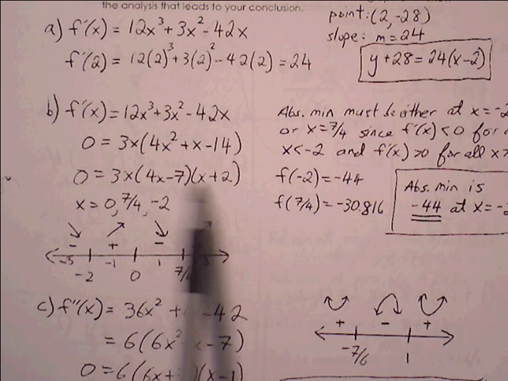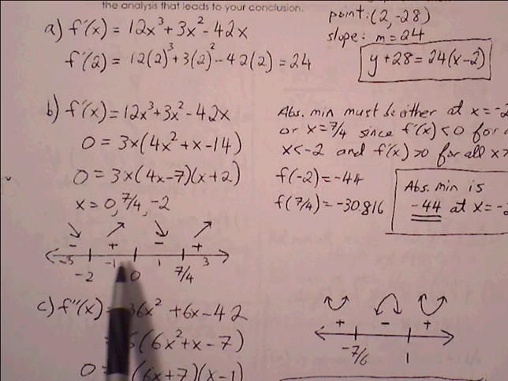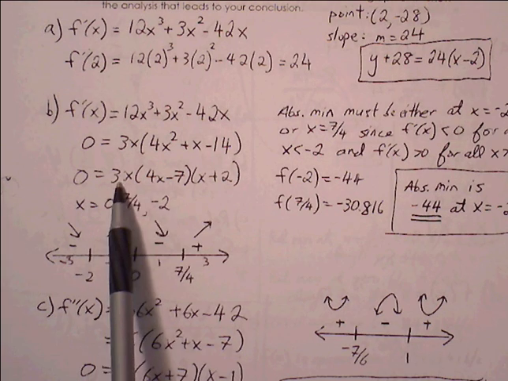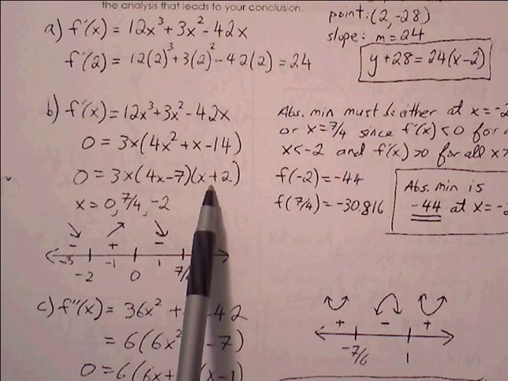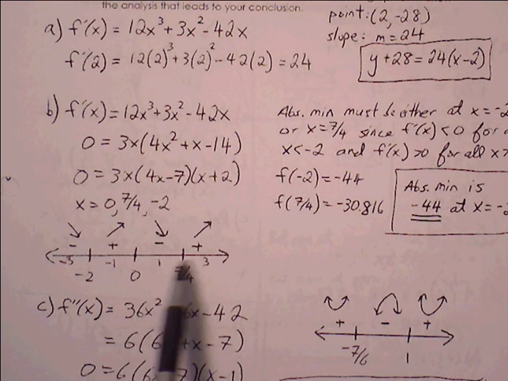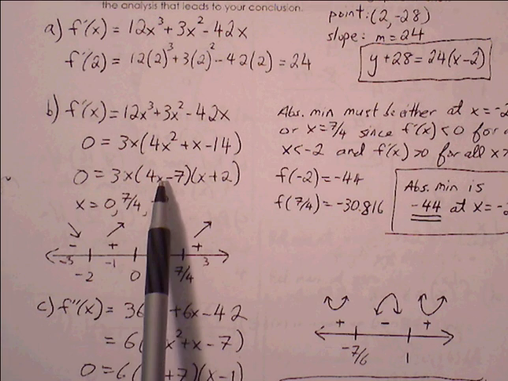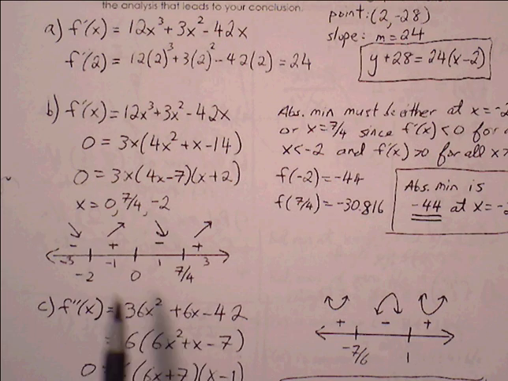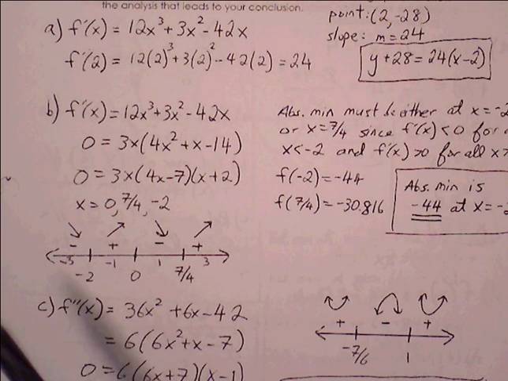Negative times positive will give me a positive. If I plug in 1, I get positive, negative, positive, so that gives me negative. If I plug in 3, I get positive, positive, and positive, so we know that's positive. Now we're trying to find the absolute minimum.